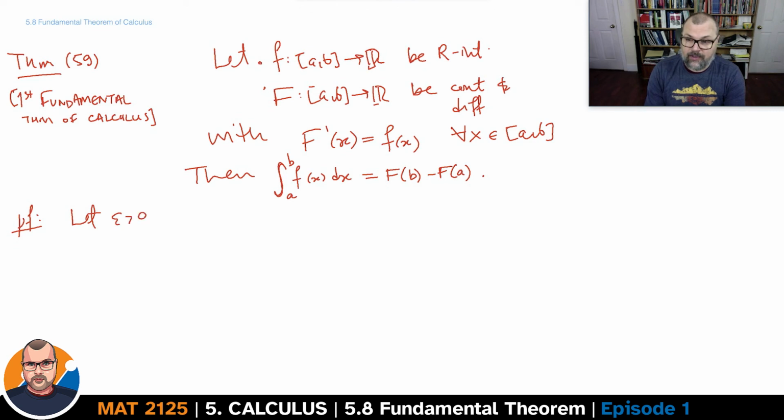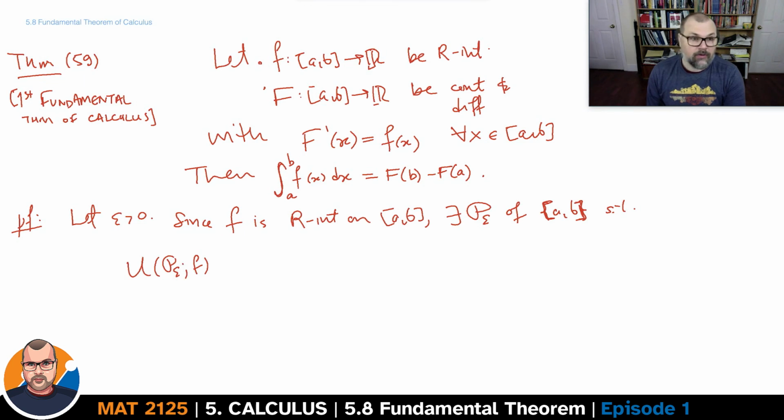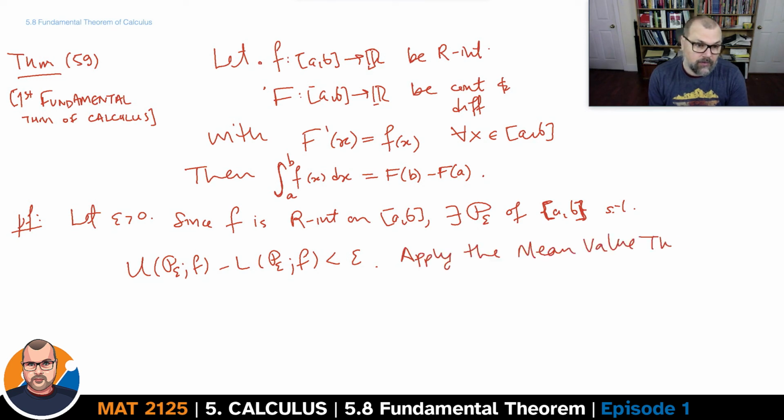Let epsilon be some positive number. Because f is Riemann integrable on the interval, you can find a partition, which depends on epsilon, such that the upper sum of this partition minus the lower sum of this partition is smaller than epsilon. Right? That's the Riemann criterion for integrability of a function. Now we apply the mean value theorem to the function capital F. We know it applies because the function is continuous and differentiable on the interval [a,b].